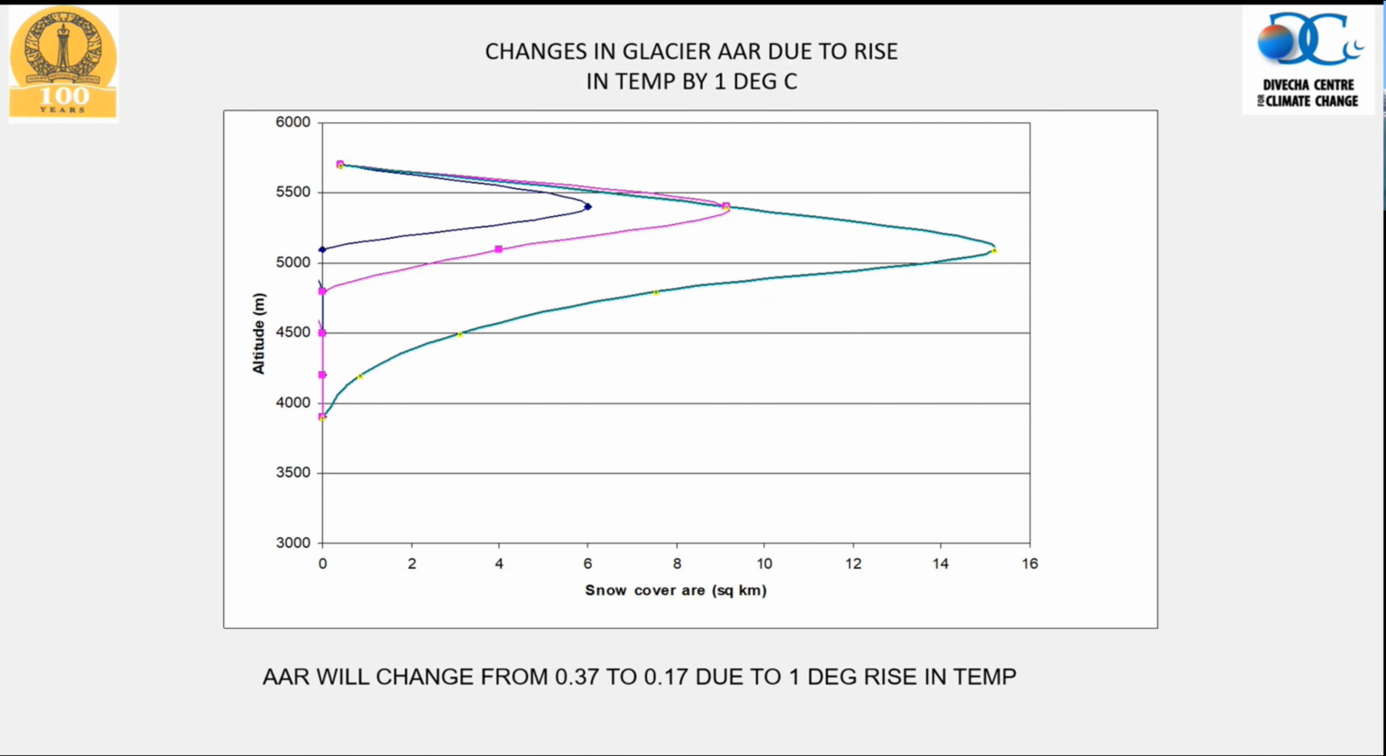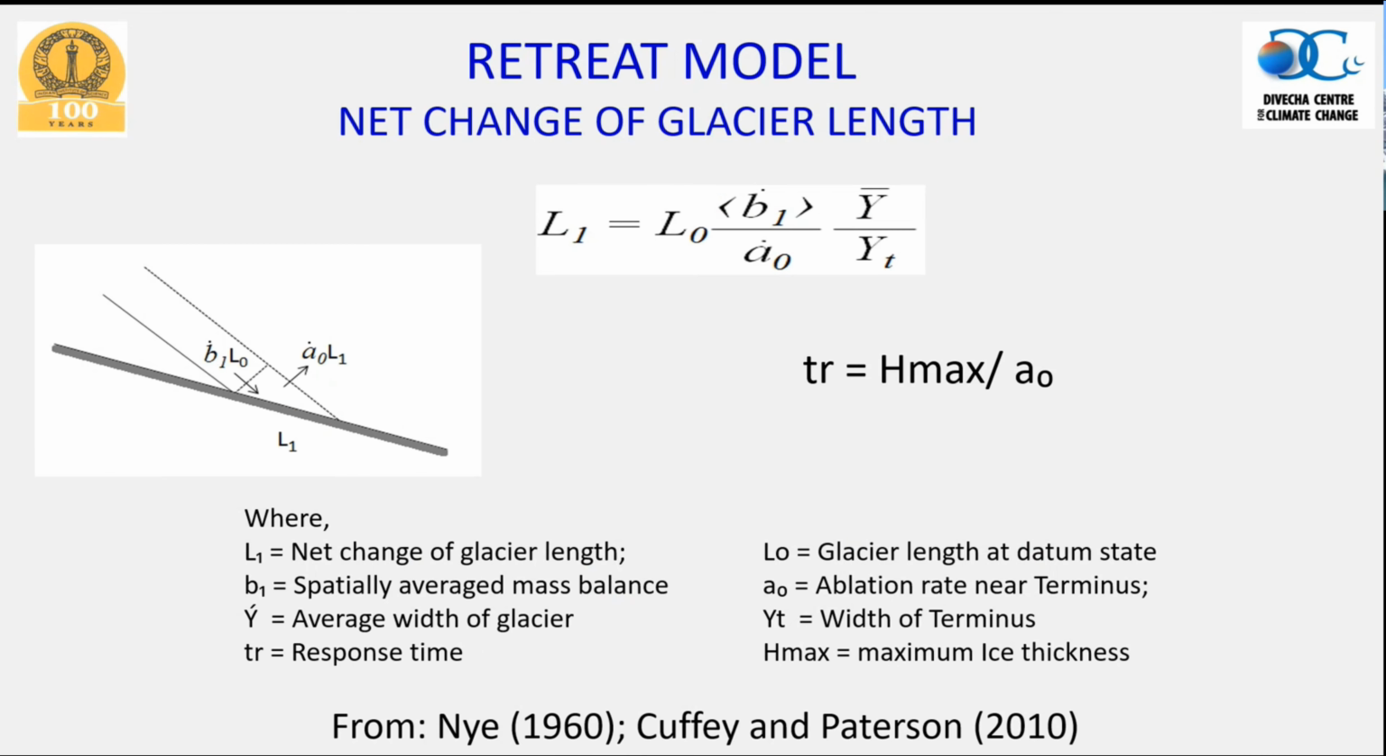So the AR will change from 0.37 to 0.17 due to a 1 degree rise in temperature. So what will happen is you will have a new AR and you will have a new mass balance. Once you have a new mass balance, you can estimate the glacial retreat.